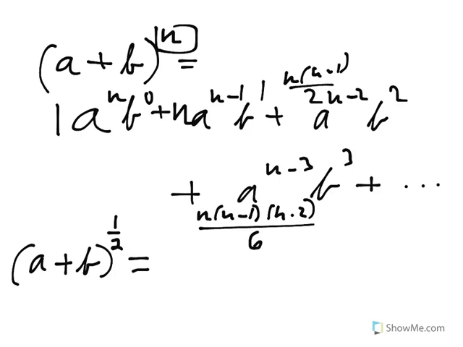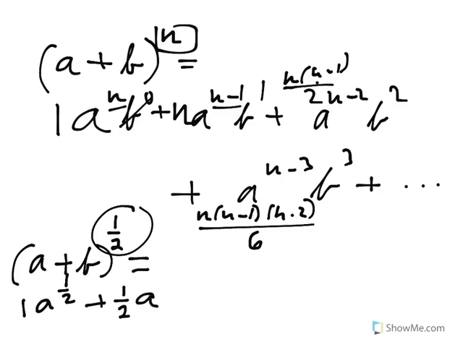Well, following this, this n value comes up in these various places. Let's just see what happens. I would get 1a to the 1/2. I'm going to leave off the b to the 0, plus n, which is 1/2 in this case, a to the n minus 1, which would be 1/2 minus 1, which is negative 1/2, b to the first.